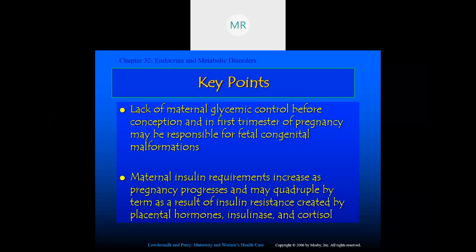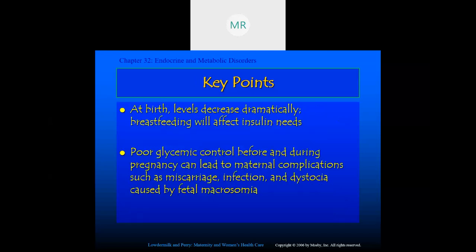And some key points before we wrap up this high-risk antepartum lecture: lack of maternal glycemic control before conception and in the first trimester of pregnancy may be responsible for fetal congenital malformations, anomalies. Maternal insulin requirements do increase as a pregnancy progresses and may quadruple by term as a result of insulin resistance created by the hormones. At birth, the levels decrease dramatically, so breastfeeding will affect the insulin needs. So the sliding scale is going to be different if she's on insulin after she delivers postpartum.